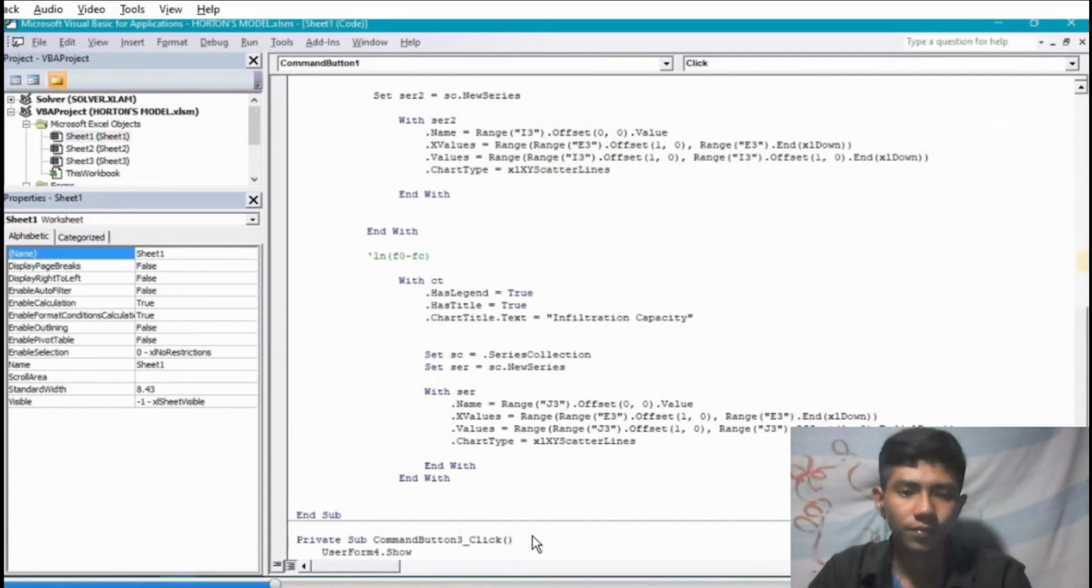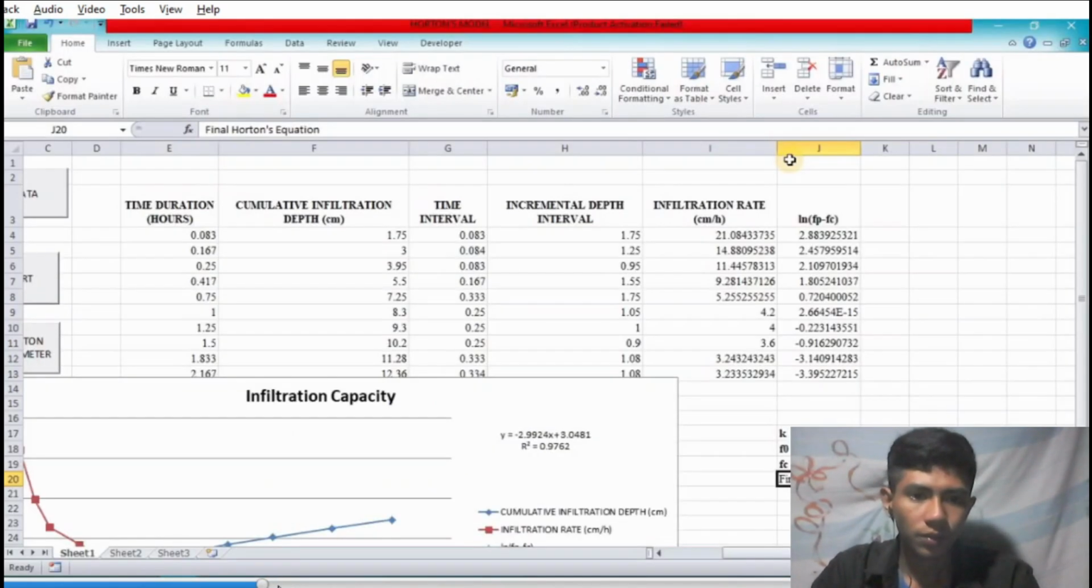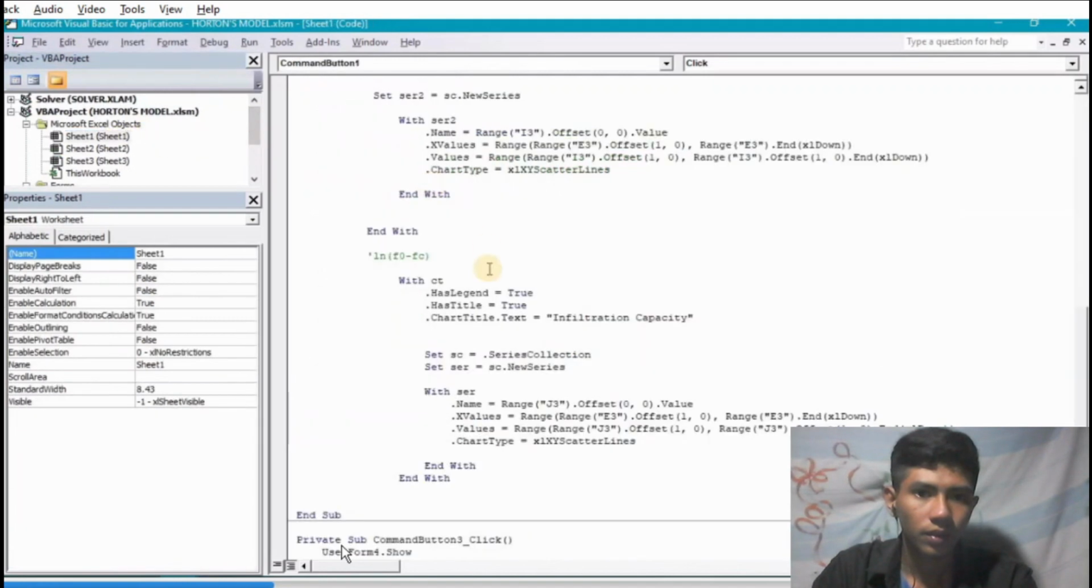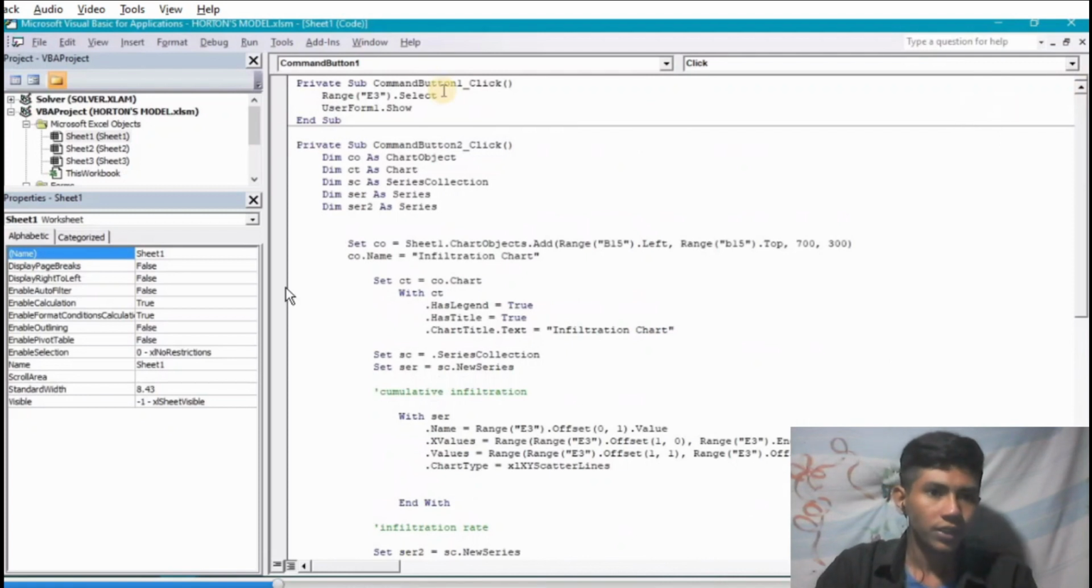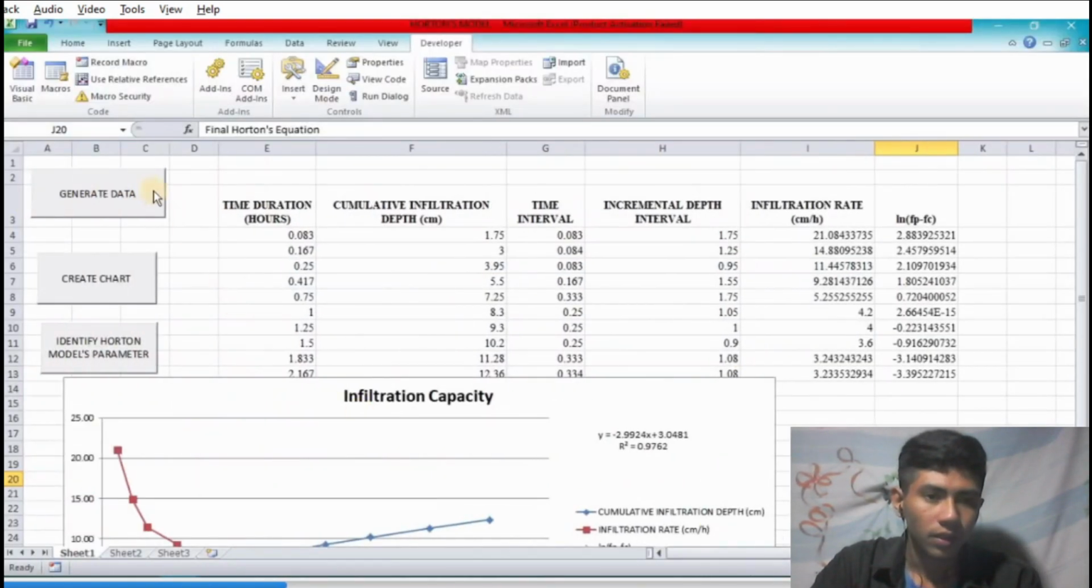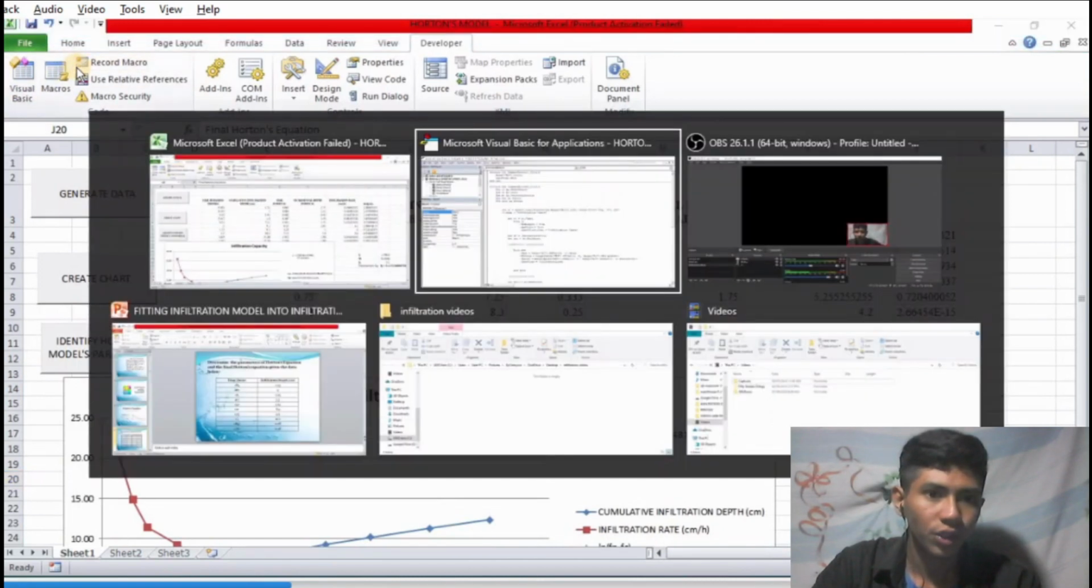Now this is the code. At first, this command button click, you see I've already set a range of E3. I selected it and then used the command UserForm1.Show. In that way, generate data, that button will show UserForm1.